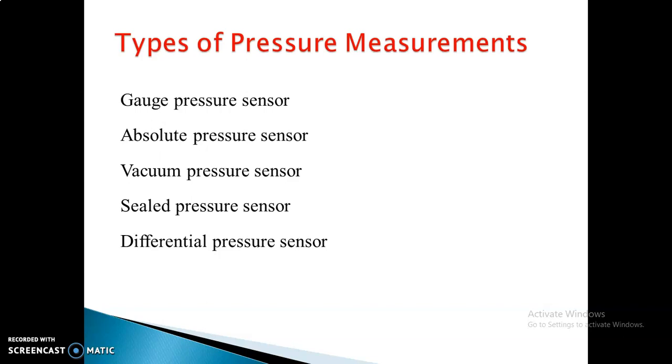So in this pressure measurement, what is pressure? Pressure is nothing but force by area. So the force exerted through the area is called pressure. For measuring pressure, we have so many units: Pascal, PSI, bar, Newton per meter square. So there are so many different types of units to measure the pressure.